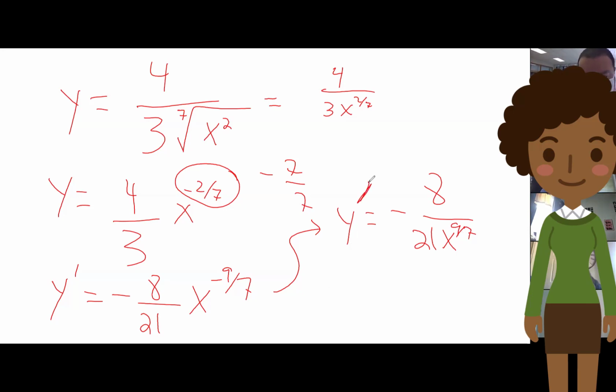By the way, this is the derivative. I didn't even put the y prime there. Y prime equals negative 8 over 21, 7th root right there, x to the 9th. That actually breaks down if you wanted to. You can bring an x out and you would have x squared on the inside, but I think Delta Math will take that.